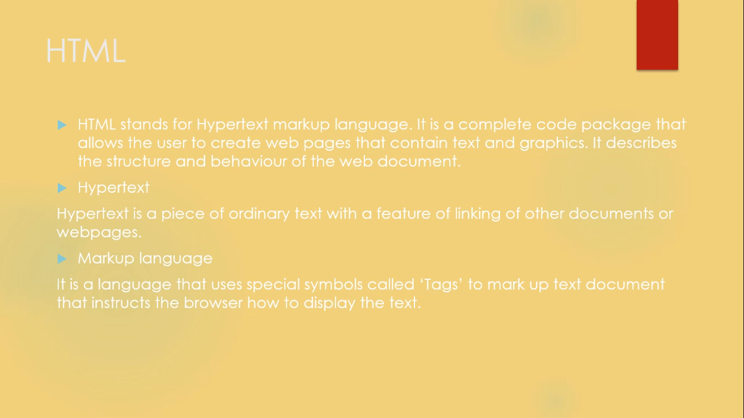Now, hypertext. Hypertext is the highlighted text on the web. Using that, we can move from one web page to another web page. Markup language. It is called the markup language because we use the tag to add the content to the web document. And it instructs the browser how to display the text.